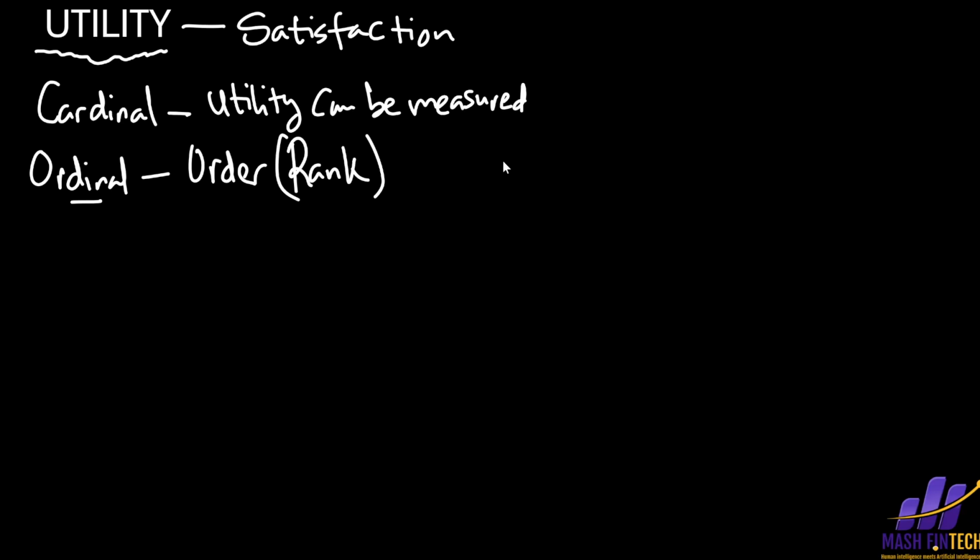You're ordering your preferences. These are the two approaches that we are going to take into account when we consider utility. The Cardinal approach, where we say utility can be measured, and the ordinal approach, where we say you can rank your satisfaction. You can rank your preferences. All right.